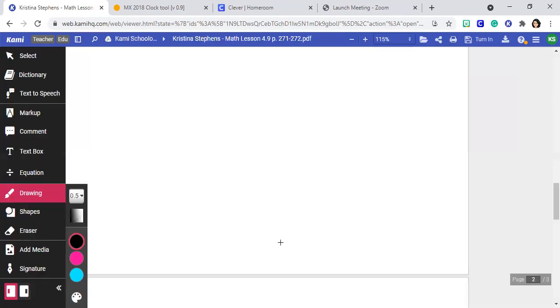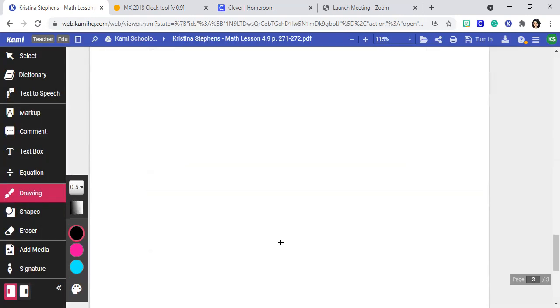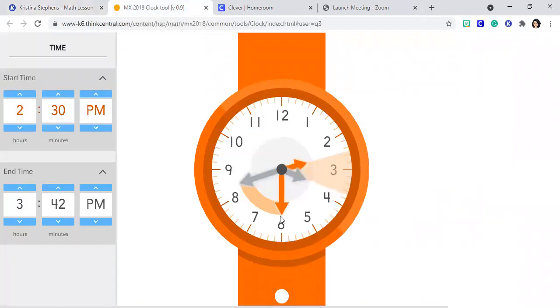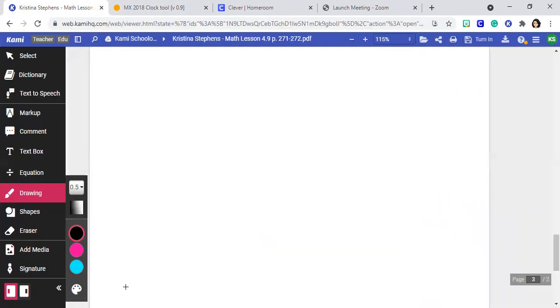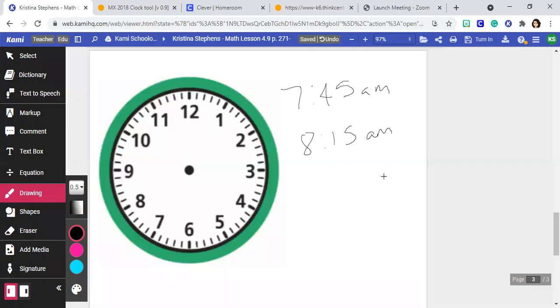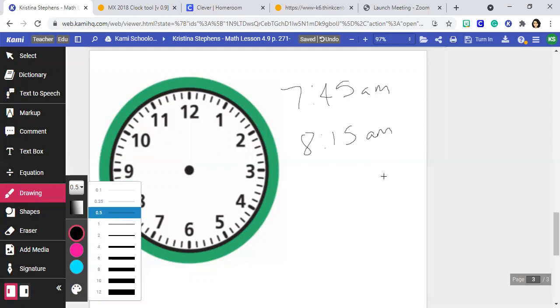Because I know that I could use my clock. Give me just a second. All right, third graders, I went ahead and real quick brought a clock over here to use so I can annotate it a little bit easier. I was having a hard time with that. So I'm going to put the time on here. We've got 7:45 a.m. and we're going to 8:15 a.m.